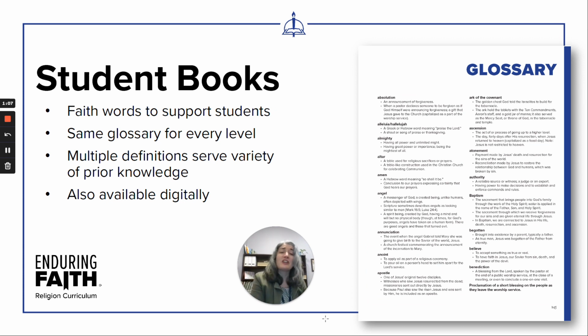The glossary is important. You may have a 7th grader who's never known anything about the Bible and is now your student. We have a glossary at the back of the student book and also available digitally. You could offer those to your parents as well, so that they can get definitions for the terms, and those definitions have different levels of difficulty. So no matter what grade your students are, whatever prior knowledge they have, there's a consistent glossary to help them through and learn the faith.